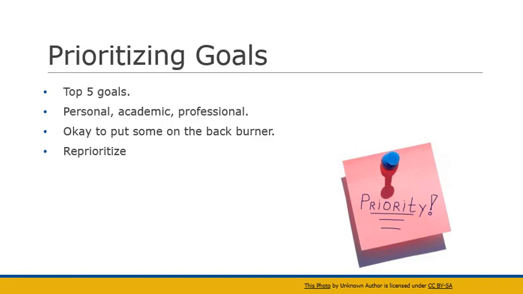Think of your goals. Consider your top 5. These goals should be from all areas of your life. They can be personal, academic, or professional. And it's okay to put some of your goals on the back burner while you achieve more important and urgent goals up front. If we focus on all of our goals at once, we risk getting sidetracked or not putting enough effort into getting anything accomplished. Then, when you've accomplished one of your goals, go back to the drawing board, look at your list, and reprioritize.